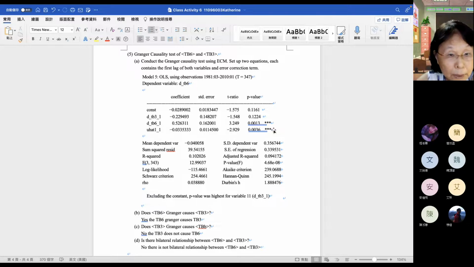And what about part C? TB3 Granger causes TB6. Where is the evidence?